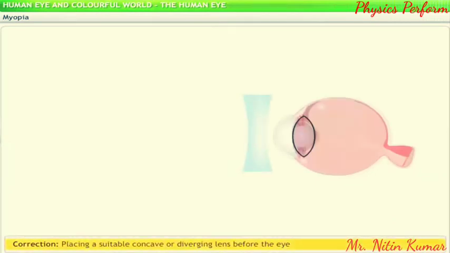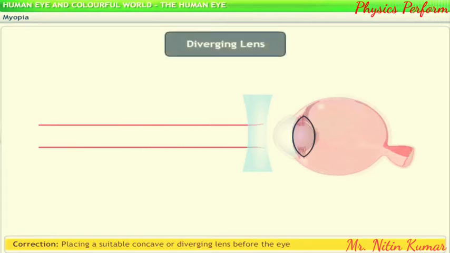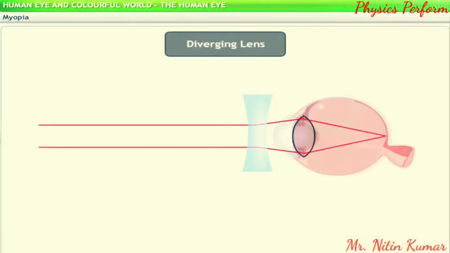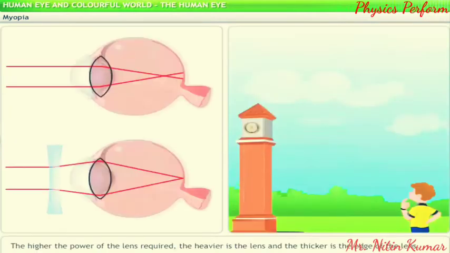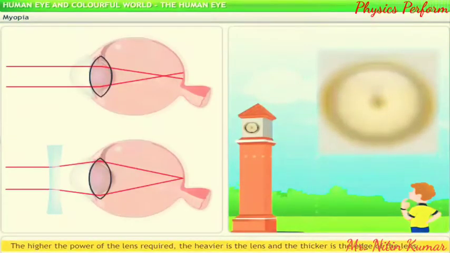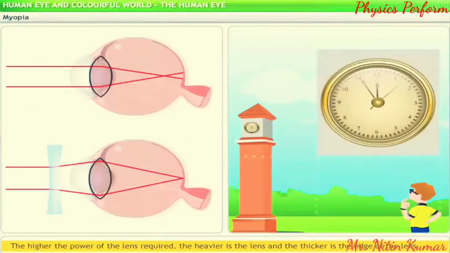Myopia can be corrected by placing a suitable concave lens in the line of sight. When this is done, the parallel beam of light reflected from a distant object is first diverged by the concave lens, and then converged by the eye lens to focus on the surface of the retina. The higher the power of the lens required, the heavier is the lens, and the thicker is the edge of the lens. The rectification lens for myopia is also referred to as the diverging lens, as it serves to correct the defect by diverging the incident light beam.